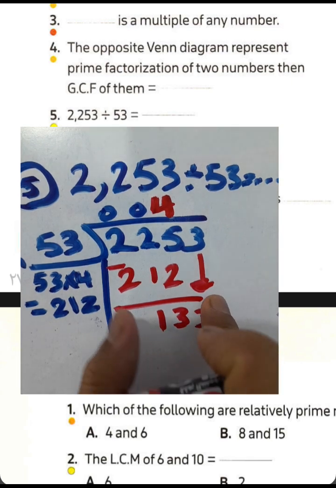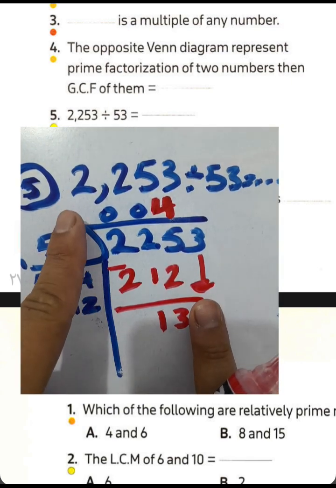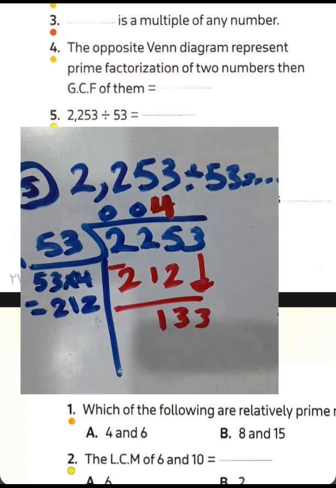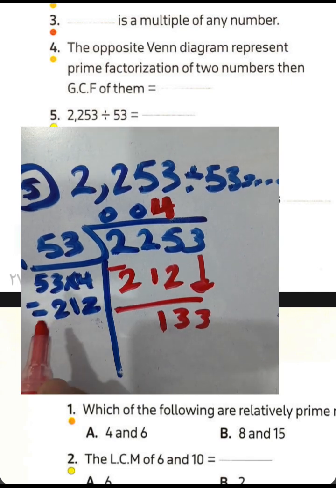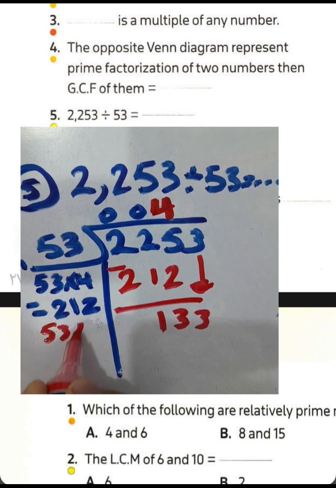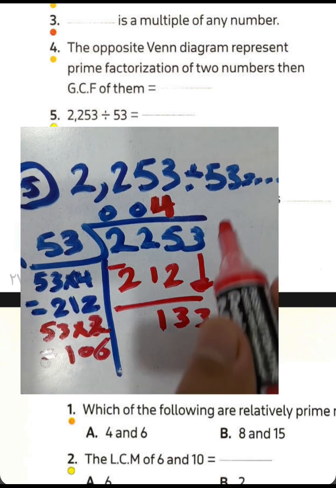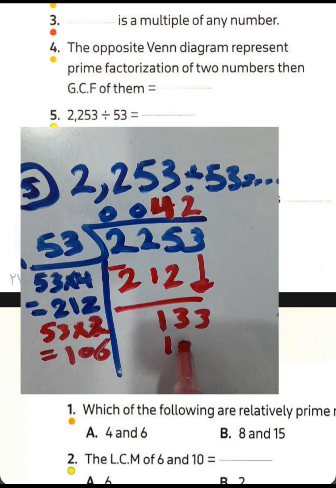Divide digit by digit here. 13 divided by 5 equals 2, because 2 times 5 equals 10. Then we write here 53 times 2. 2 times 3 equals 6. 2 times 5 equals 10. Then we write 2 outside here and subtract 106 from 133.